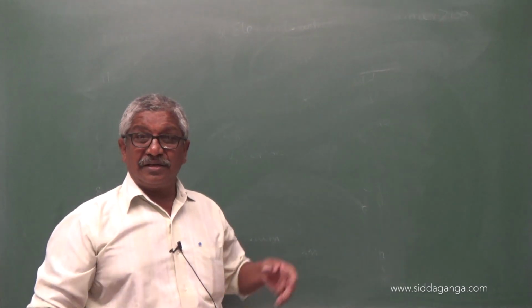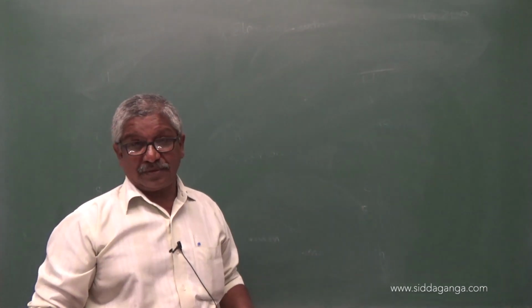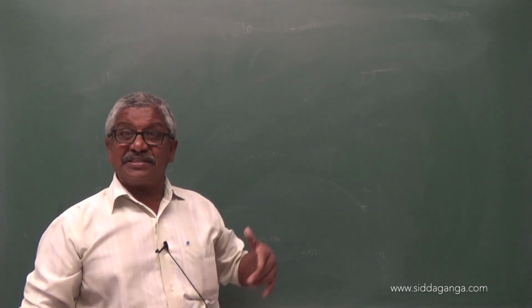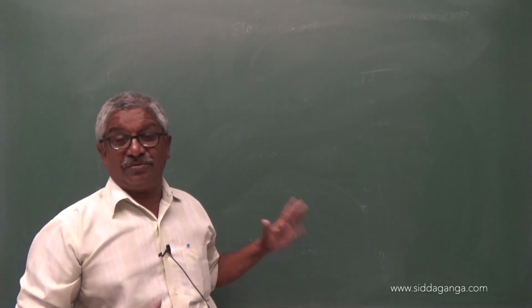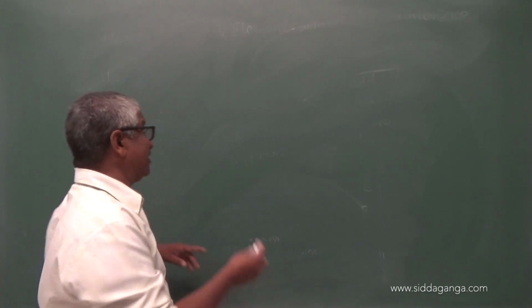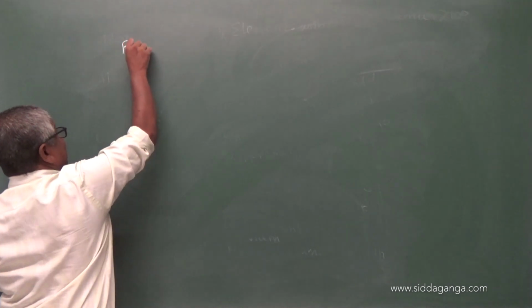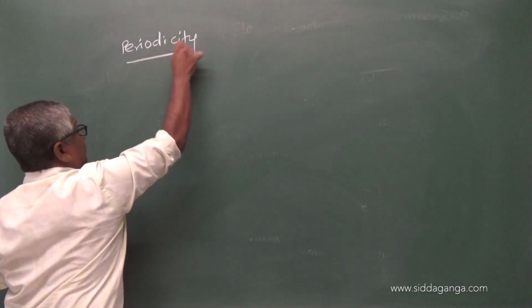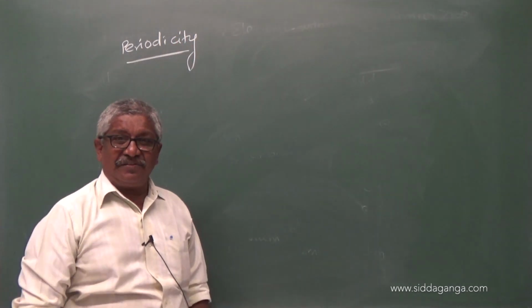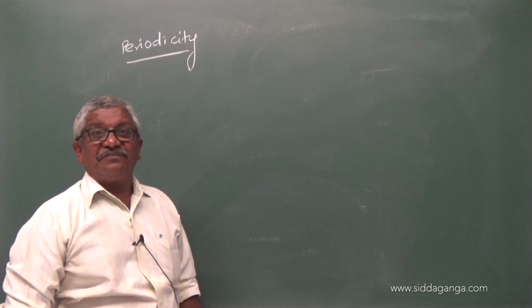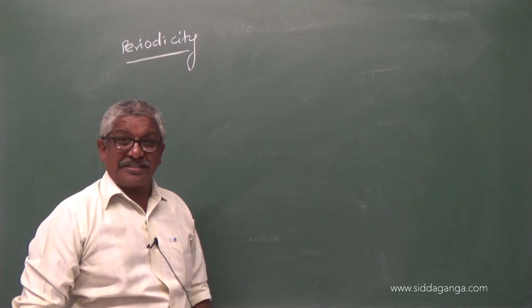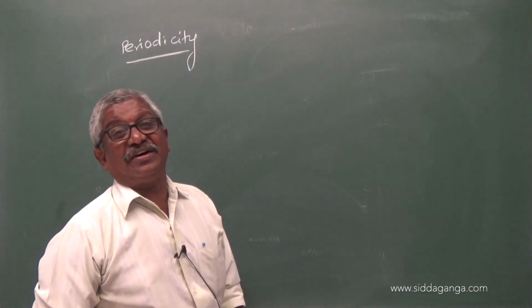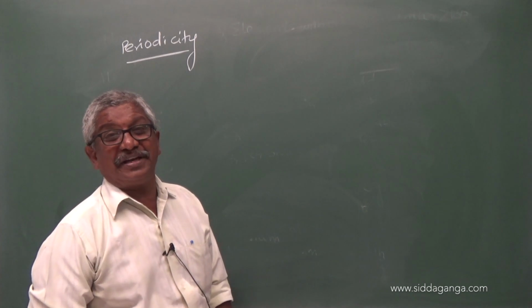Now we have seen classification of elements. After that, periodicity in properties. What are the properties we are going to see now? But before that, what is periodicity? It is repetition of elements with physical and chemical properties arranged in the increasing order of atomic number is called periodicity.